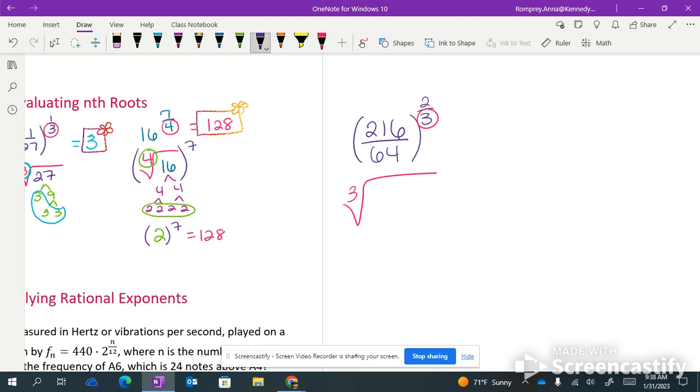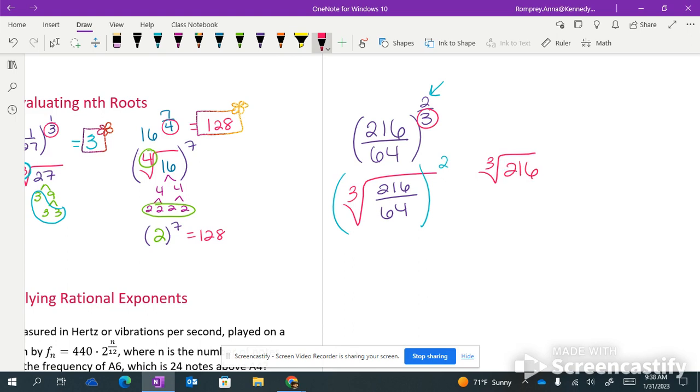This whole thing, 216 over 64. And we got an exponent again. So once we find that answer, we'll square it. Okay, I'm going to do these separate just because that's a lot to look at. So first I'm going to tackle the cube root of 216.